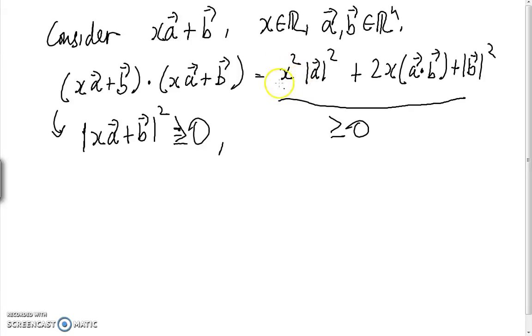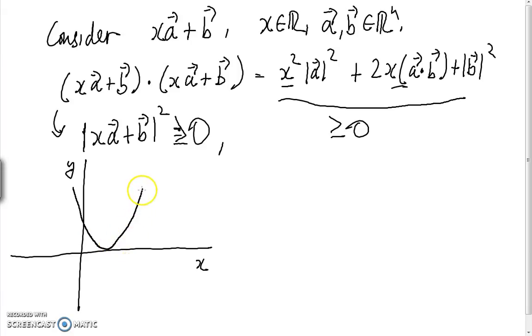Now, interestingly, this looks like a quadratic in x, which it is because x is a real number. If we were to graph that, with x and y, it's always going to be either touching the x-axis or above it, which tells us something about its discriminant. It means its discriminant is less than or equal to 0.